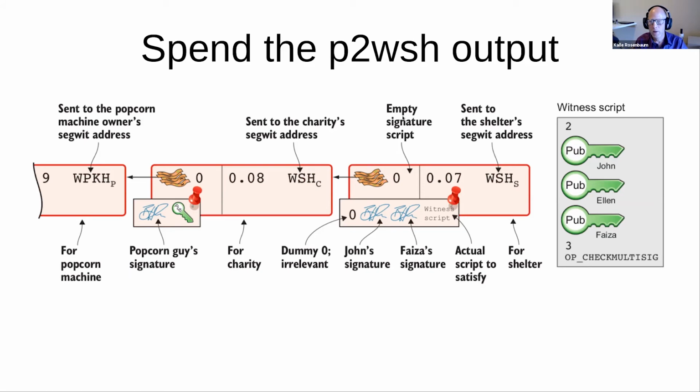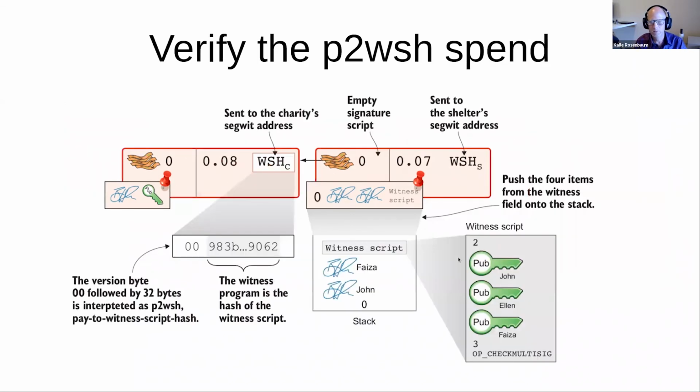Again, the charity will leave their input signature script empty and instead put stuff in the witness like this. So you have this dummy 0 that I talked about earlier, which is a bug. And then you have John's signature and Faiza's signature and the witness script. And as you recall, this over here is the witness script. And they publish this transaction. And now it's time to verify this transaction.